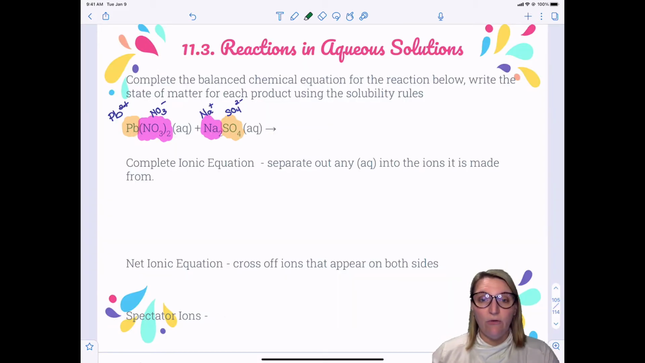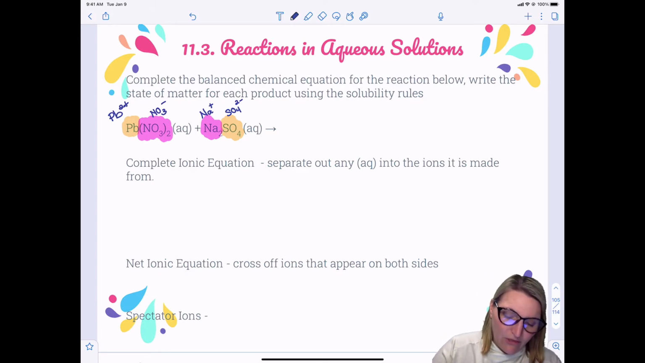Okay, so let's do an entire problem from start to finish. Here we have lead nitrate, lead 2 nitrate, and sodium sulfate. What I want us to do is figure out the products, then balance it, figure out which one is solid or aqueous, write the complete ionic equation, and then the net ionic equation. These take a little bit of time.